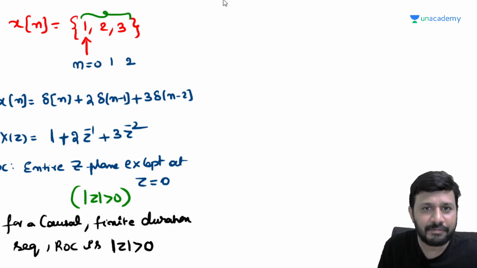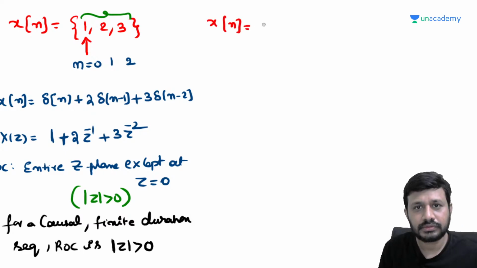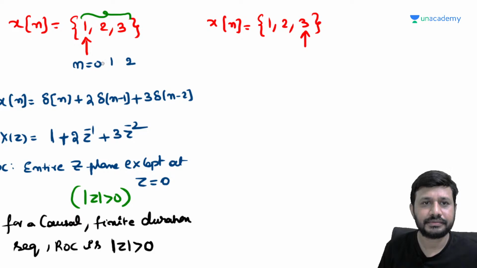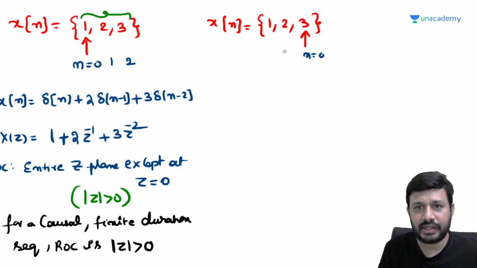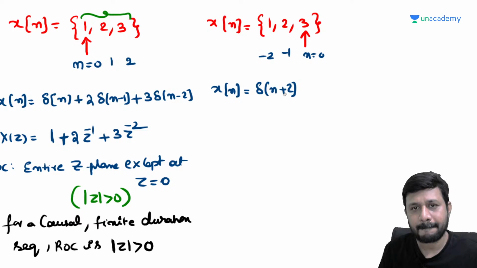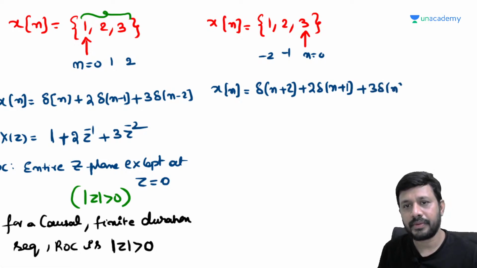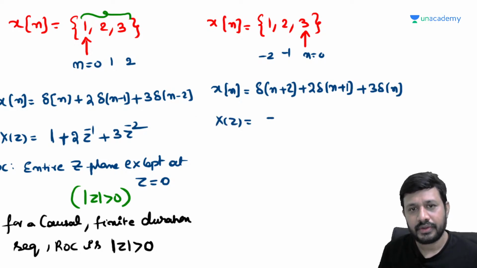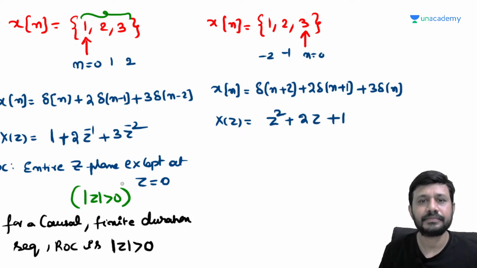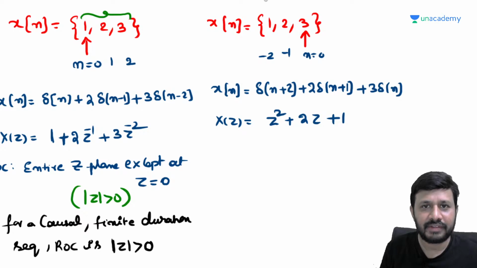Suppose the same question if I modify like this. 1, 2, 3, but with the arrow placed at 3. Now this arrow indicates the sample value at n is equal to 0, -1, -2. Now can you write this in terms of impulses? Yes, del of n plus 2. 1 is the sample value at -2, 2 is the sample value at -1, plus 3 is the sample value at 0. Now Z transform is Z square, or using the shifting property, plus 2Z plus 1. Finite duration signal. So the given signal is finite duration signal.